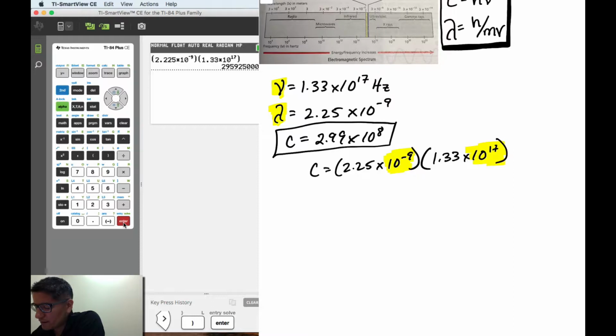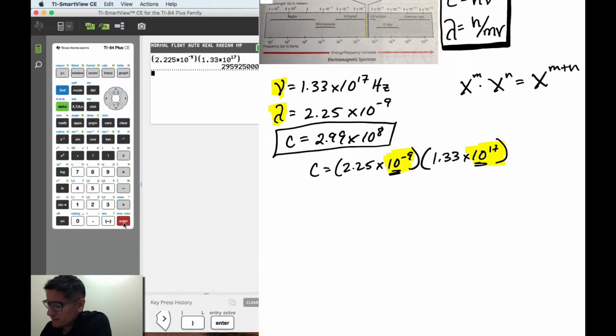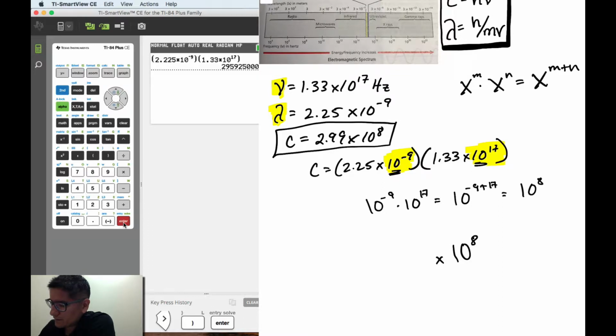Now, if you recall the mathematical rule for multiplying numbers with exponents, if the numbers have the same base but different exponents, as we do here, times 10 times 10, I can just keep that base and add the exponents together. So in this case, it's 10 to the negative 9 times 10 to the 17th. That equals 10 raised to the negative 9 plus 17, which is 10 to the 8th power. And now I just need to do my next part, which is multiply these two numbers out.